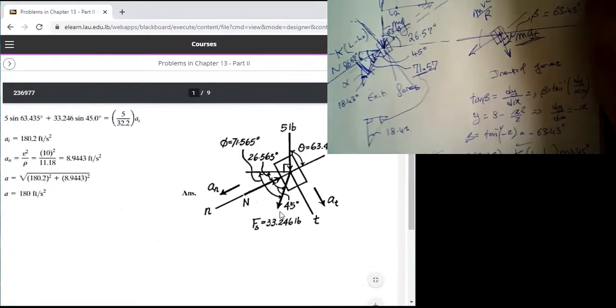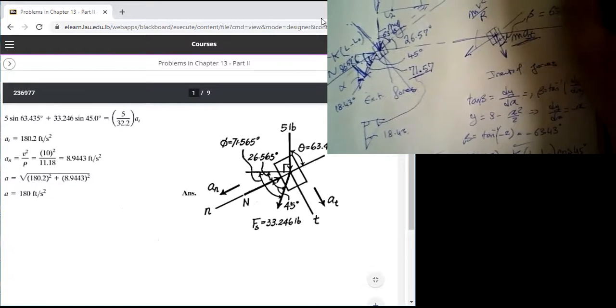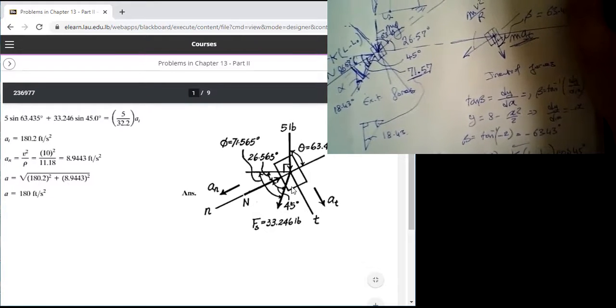Excellent, bravo. The issue with the diagram is that the forces and the acceleration are on the same diagram. You never want to do that, okay? You don't want to do this.